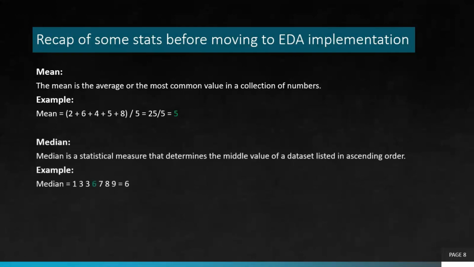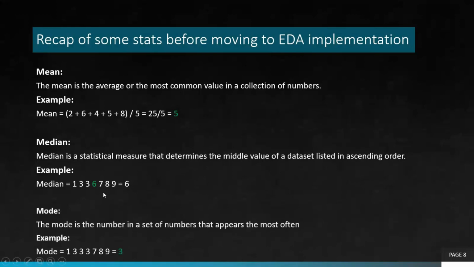Then we have median. Median is a statistical measure that determines the middle value of a dataset listed in ascending order. So the middle value in this dataset is 6, like 1, 2, 3, 6, 1, 2, 3. On each side of 6, there are 3 values. So it means that 6 is your median.